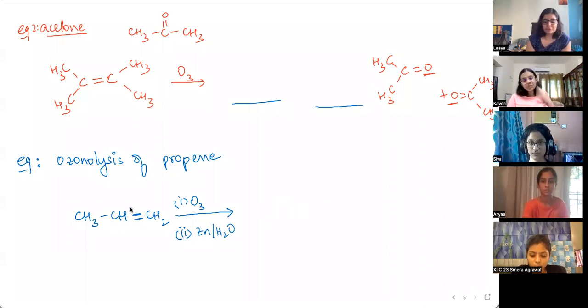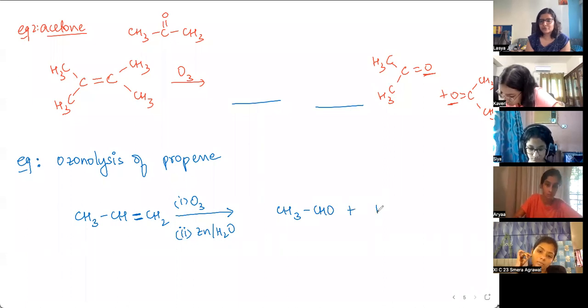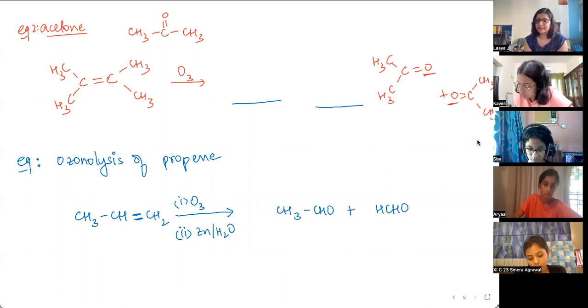So in place of the double bond, just put an oxygen and see what you get. You get CH3, CH double bond O, so it's basically CH3CHO, and CH2 double bond O, which is HCHO. So acetaldehyde and formaldehyde.